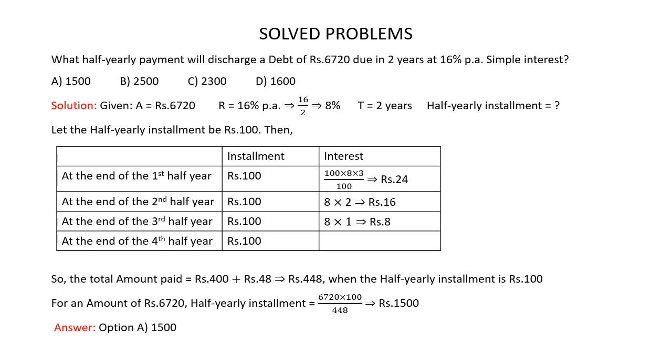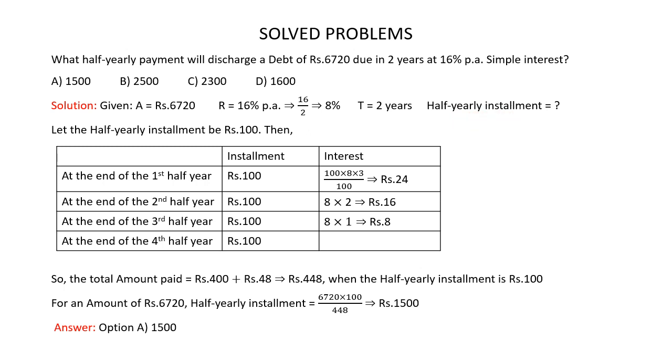Now it's given that time is 2 years. This means the amount of rupees 6,720 has to be repaid by the end of 2 years. Now 2 years means 4 half years. So the amount has to be repaid at the end of 4 half years, at the end of the fourth half year. Now here we are asked to find the half yearly installment.